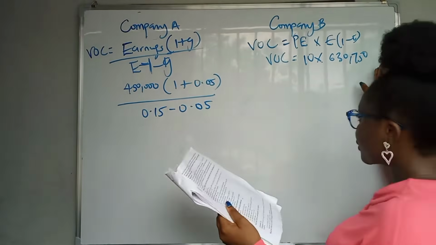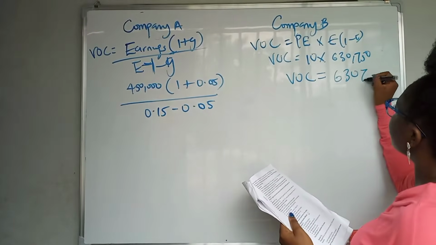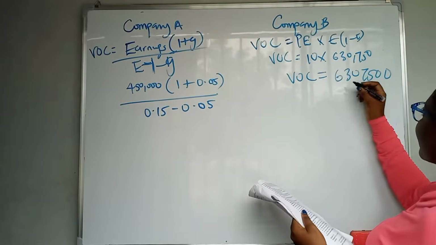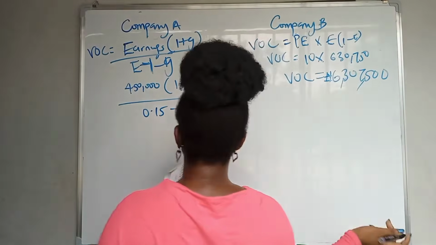So we'll assume that this is a post-tax earnings. And this one, the value of the company, once you put this in the calculator, it will give you 630,750. Then you add 0. Then you multiply by 10. So that's 6,307,500 as the value of that company.